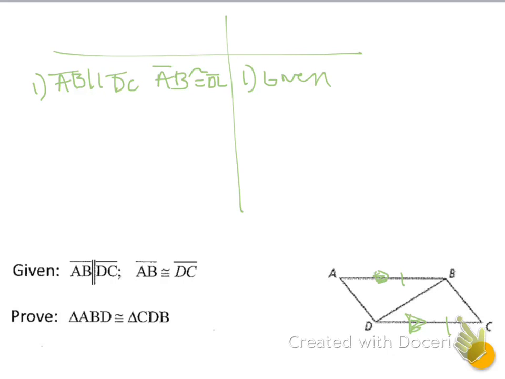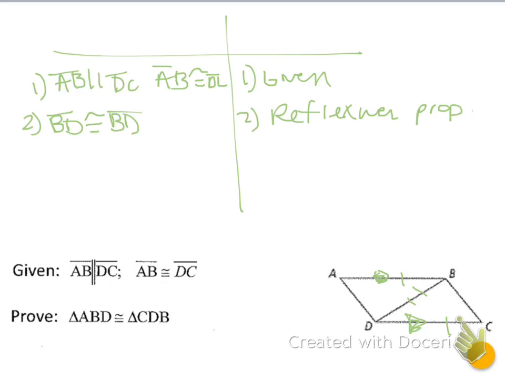Okay, so I want to try my next step. So it looks like they share the same line, this BD. So we could say BD is congruent to BD by the reflexive property. Okay, so now I need to prove an angle or another side. It looks like, since I have parallel lines, I'm probably going to do alternate interior angles.